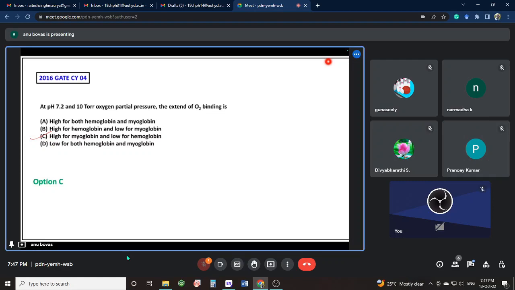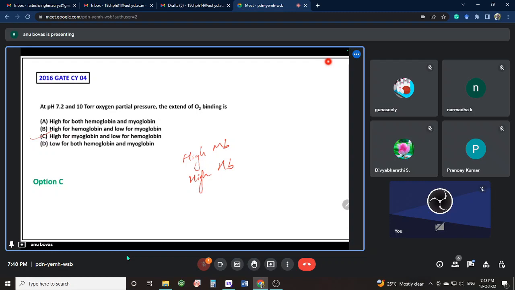Yeah, sure. So we have two parameters, right? pH and partial pressure of oxygen. The partial pressure of oxygen is 10 torr, and with high partial pressure, in both hemoglobin and myoglobin, the extent of oxygen binding is high. If we don't consider the first part, pH, and just consider the second part, we will get high for hemoglobin and high for myoglobin.